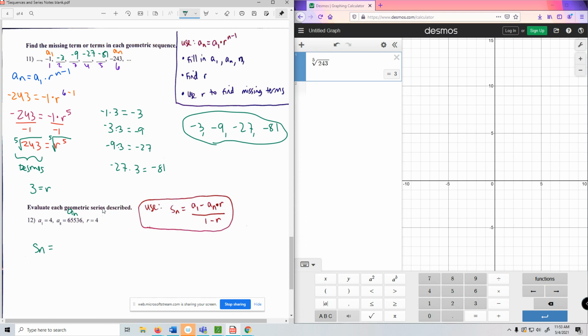So then let's fill in what we know. A1 is 4. An is the same as A8, which is that giant number, 65,536, times R, which is 4, divided by 1 minus R, which is 1 minus 4. Notice that we use R twice. We can put all of this into Desmos.